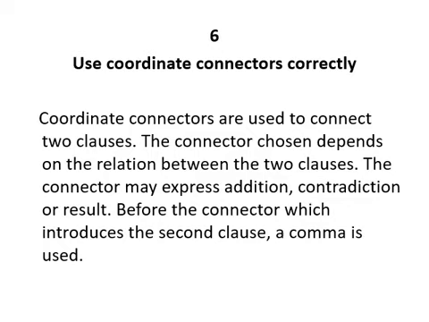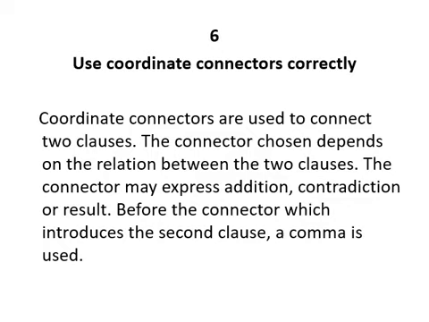يعني ايه بقى coordinate connectors؟ انتوا عارفين احنا قلنا every clause has a subject and a verb. And the clause that has a subject and a verb and has a meaning ليها كده معنى لوحدها دي بنقول عليها simple clause أو simple sentence. The connector chosen depends on the relation. بيعتمد على العلاقة between the two clauses. The connector may express addition إضافة, contradiction التعارض أو التضاد, or result أو نتيجة.